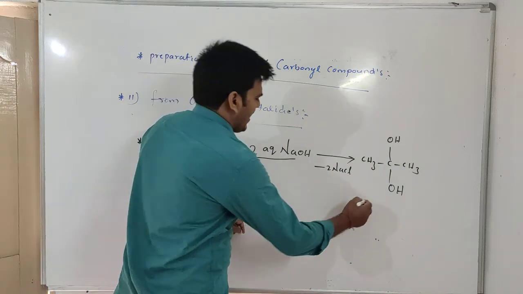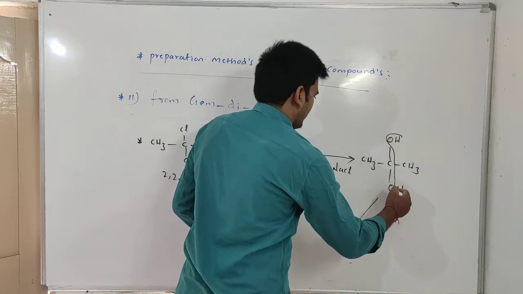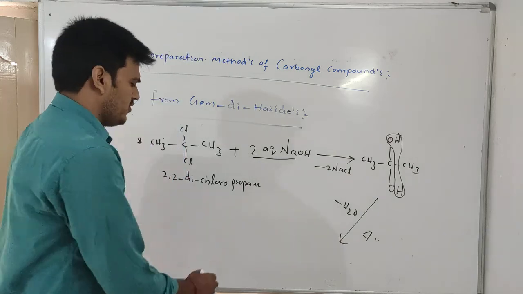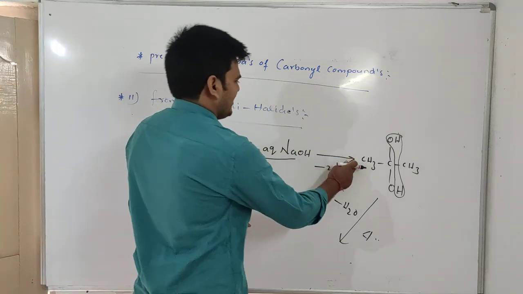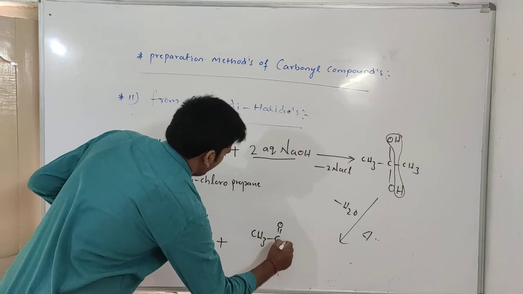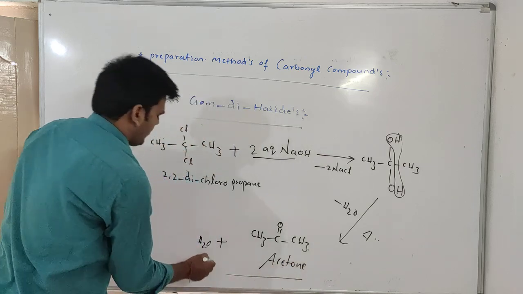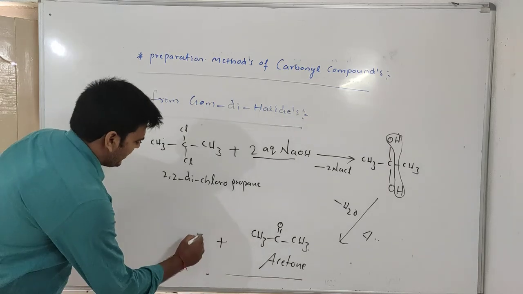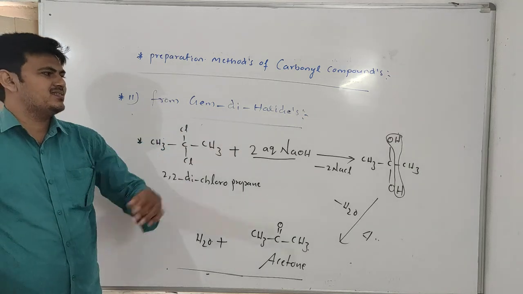Okay? And further action of heat. So very simple, removal of water. So minus H2O, removal of water. So byproduct is H2O, water molecule, and remaining answer is CH3, C double bond O, CH3. One of the carbonyl compounds is acetone. Formula CH3, C double bond O, CH3, and byproduct is water, formula H2O. So this is the last preparation method, that is from gem dihalides or geminal dihalides.